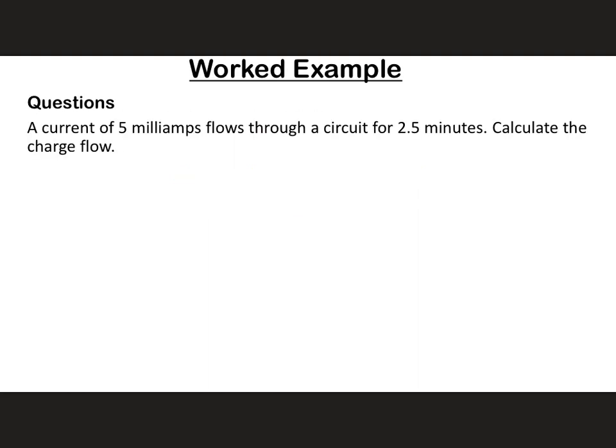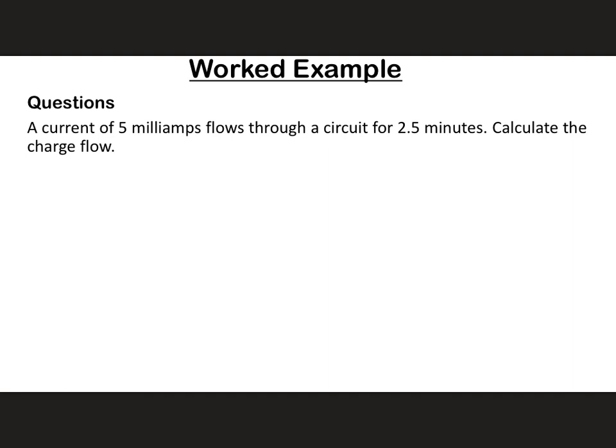So now I'm going to look at a worked example. The question's on the board here, and you've also got a copy of this on your worksheet, so please work through it with me as I go through this question. It says here that a current of 5 milliamps flows through a circuit for 2.5 minutes. It wants you to calculate the charge flow.